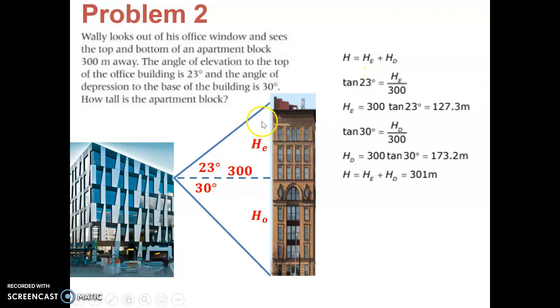Okay, tangent set up in this triangle to find HE. And tangent set up in the bottom triangle to find HO. I guess that's HD. I put O here, but they're using D. That's okay. And then you add them up to get the total height. This one was actually easier than last problem because we had everything we needed in both triangles to find the missing part. Okay, hope that worked out for you.